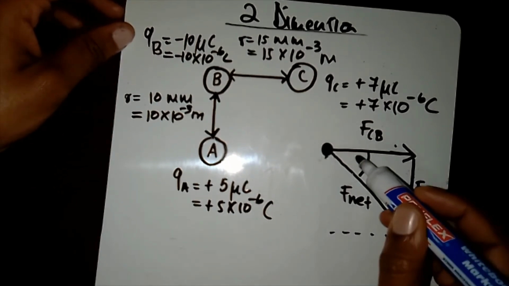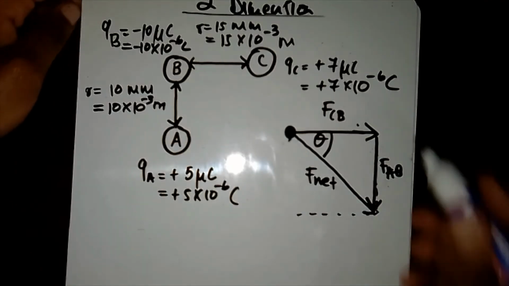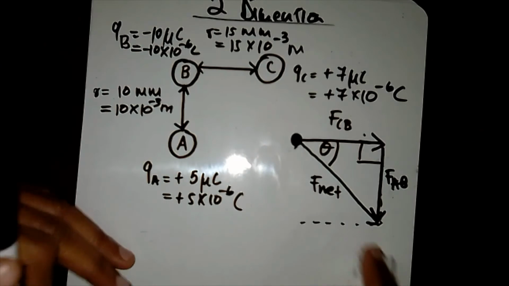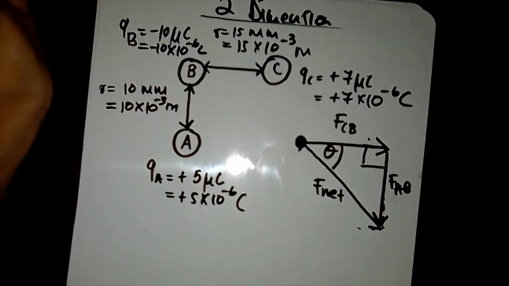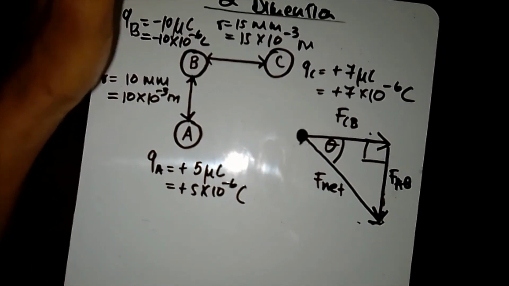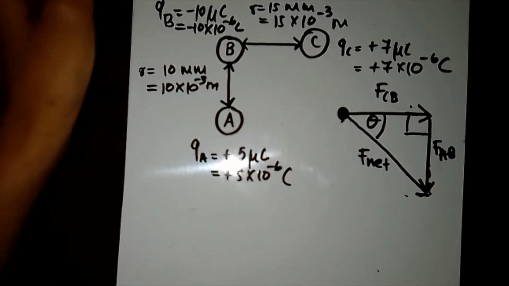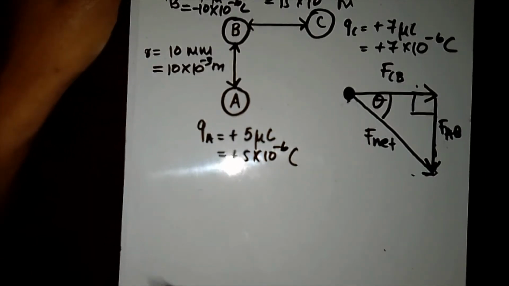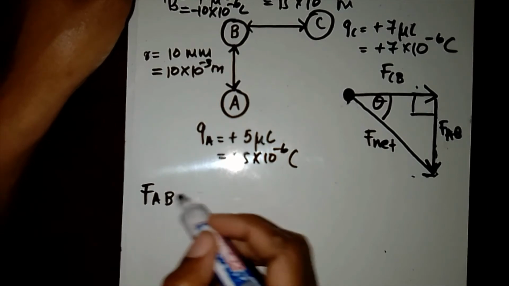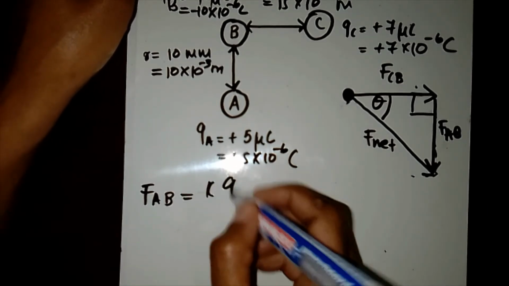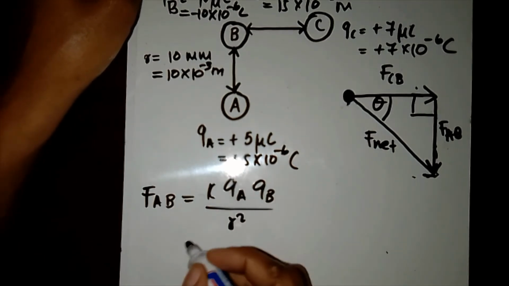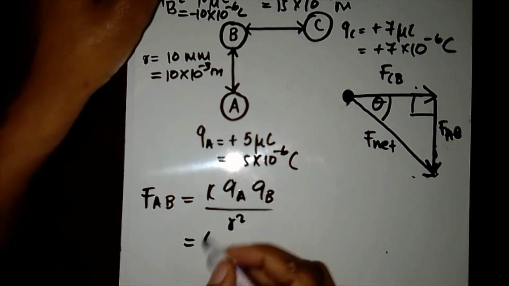And what do you notice? We have an angle here, theta, and if you look at it, this now actually makes a sort of right angle triangle, right? And if we have a right angle triangle, we know that we can use our Pythagoras theorem. But let us note, we're not there yet. So this is where we are. Our first job is to find the force on B because of A, which will be given by K, QA, QB, all of it divided by R squared. It's the same thing that we have done previously.